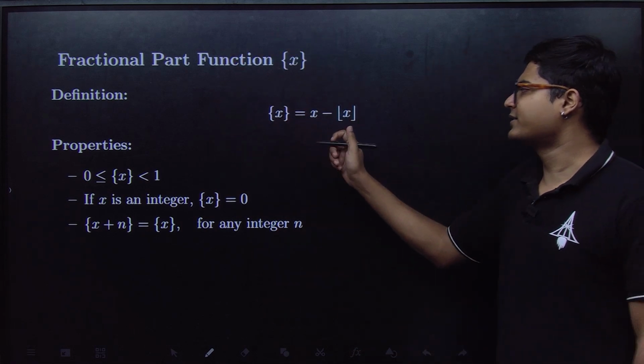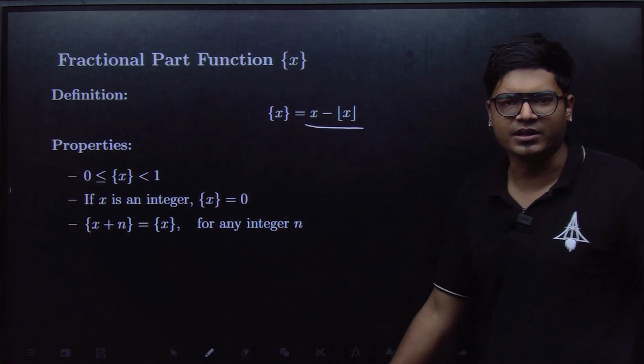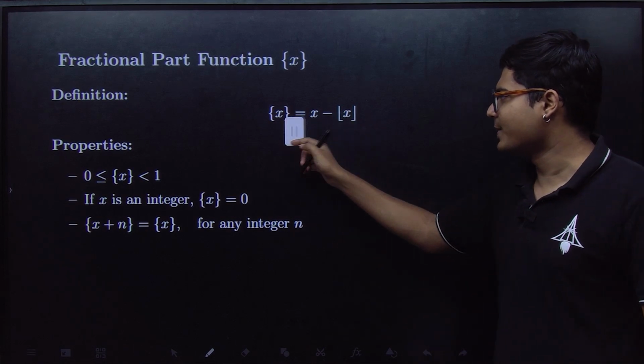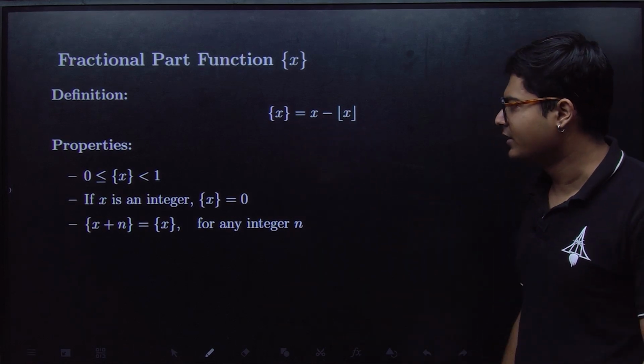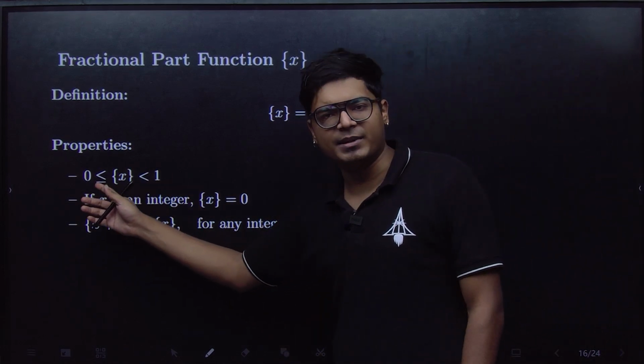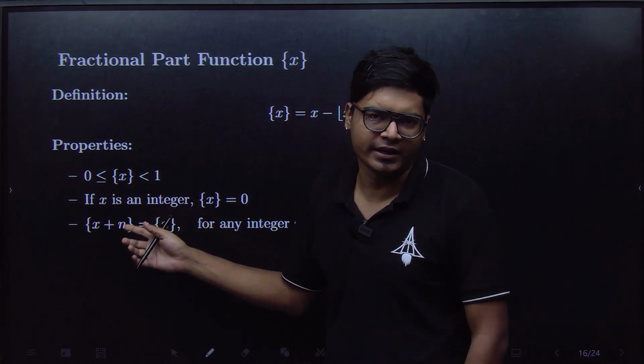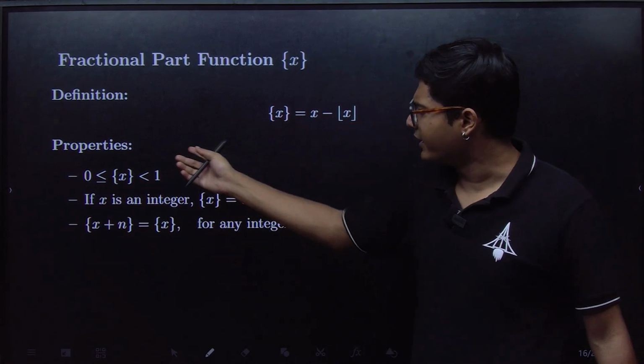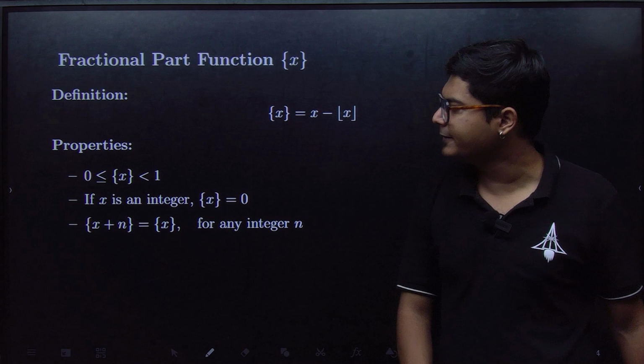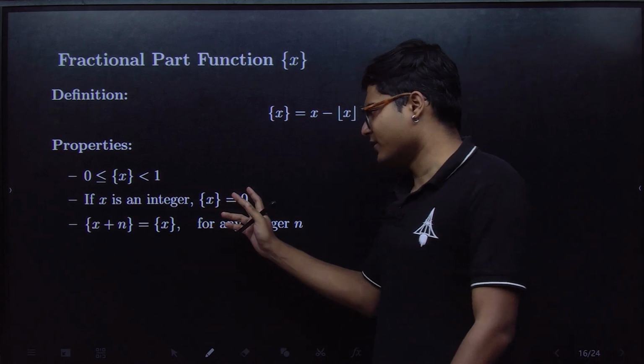So the fractional part of x is nothing but x minus box x. Whatever number you have, subtract the box part from it, and that gives you the fractional part. You can see the fractional part is always greater than or equal to 0, but strictly less than 1. For every integer, it's going to be 0. Otherwise, it's always in between 0 and 1. If x is an integer, then the fractional part of x is 0.